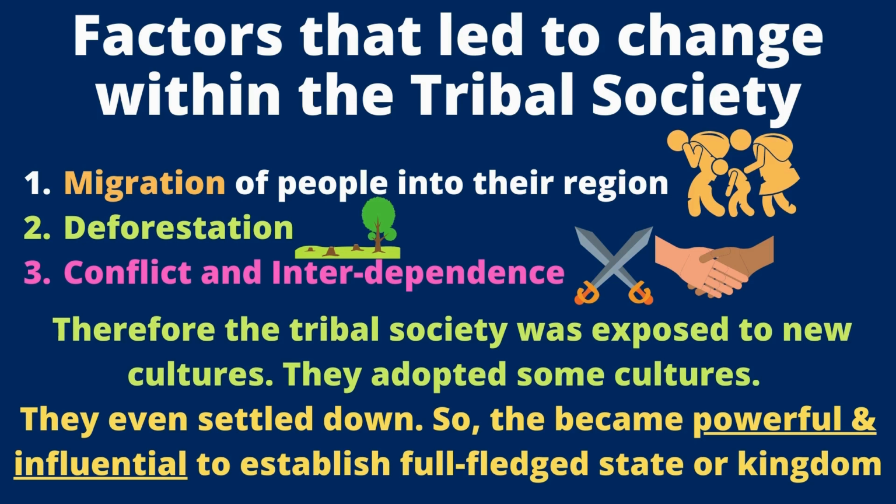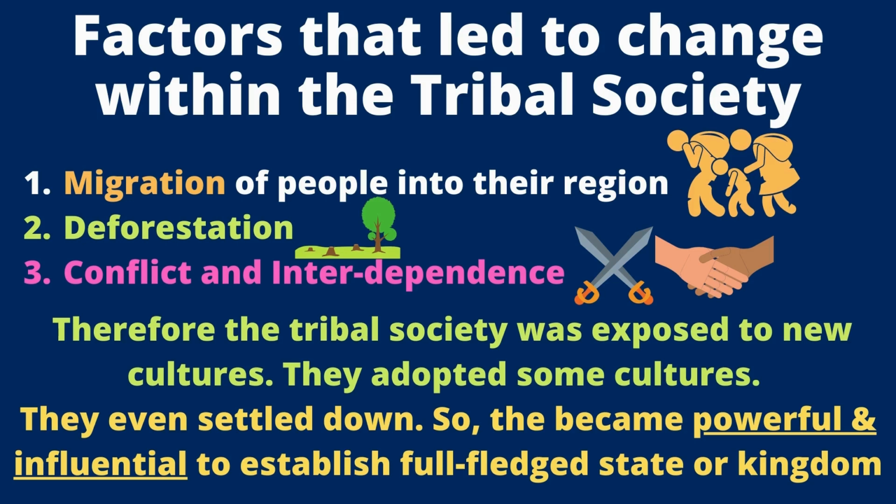Deforestation is the loss of vegetation in a region. But why would that affect a tribal society? Remember that the tribal society had made their livelihood from agriculture and they owned a lot of cattle. So they needed lots of pasture and forests to feed their cattle. The third point is the conflict and interdependence between the tribal society and the caste-based society.